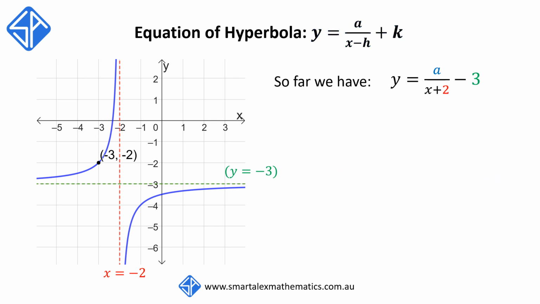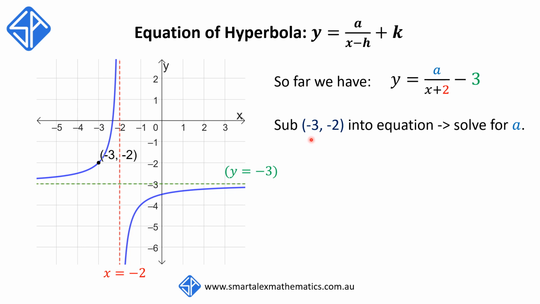Once we've got the values of h and k, our equation now looks like this. y is equal to a over x plus 2 minus 3. It's not complete yet since we still need to find out the value of our dilation factor a. So from this graph, we see that the hyperbola passes through the point -3, -2. So we're going to use this point and substitute it in to this equation.